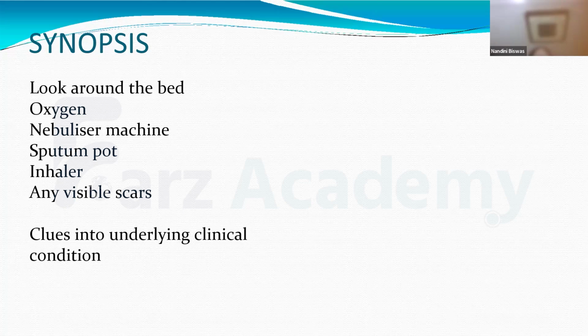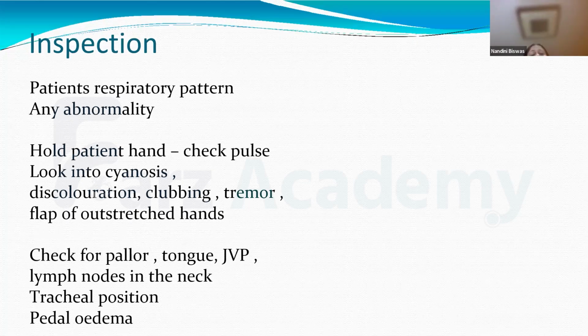See if the patient has an IV access line, if the patient is on antibiotics, has the patient got fluids running. So these are very important. Any abnormality in the patient's respiratory pattern? Is the patient tachypnoeic? Has the patient got pursed lip breathing? Has the patient got indrawing of the intercostal muscles?